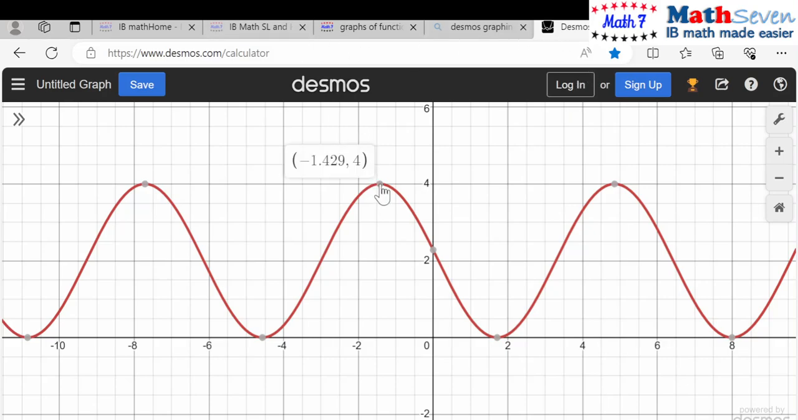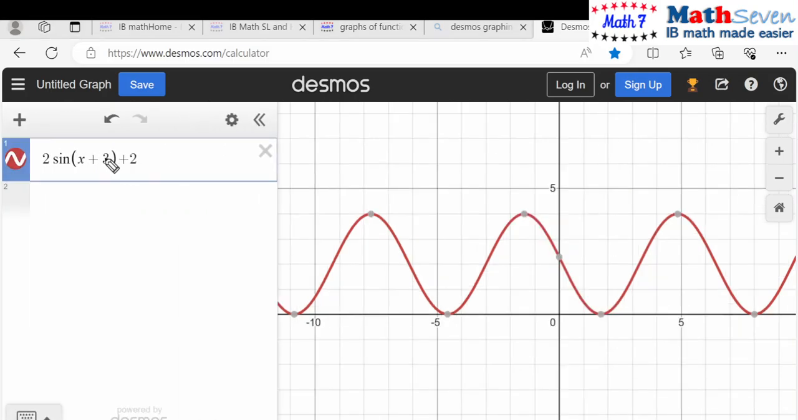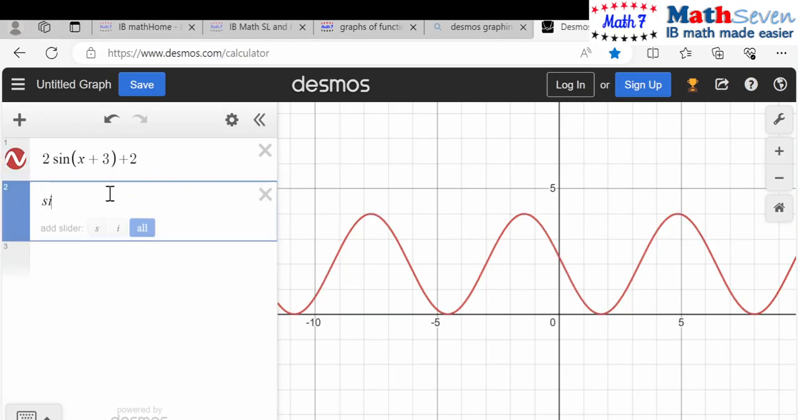So if you take a look now, from here, this is the point 0, it's taken 3 steps to the left. So it should have started from here, by the way, but it has been translated 3 steps to the left, because of this number. This number moved the graph 3 steps. So let me show you how the original graph is. Look, this is the original graph. I'm going to write another one. I'm going to just write sine x so that you can compare.